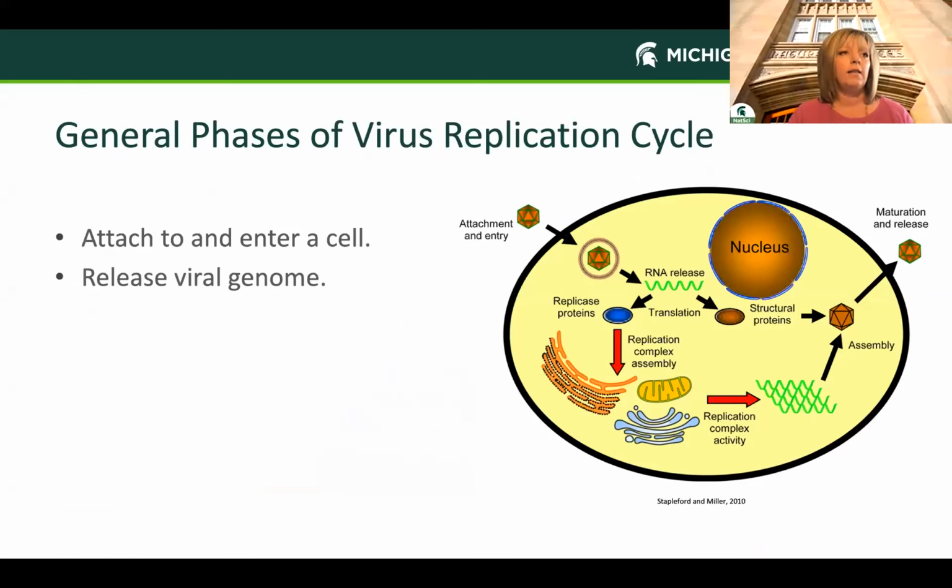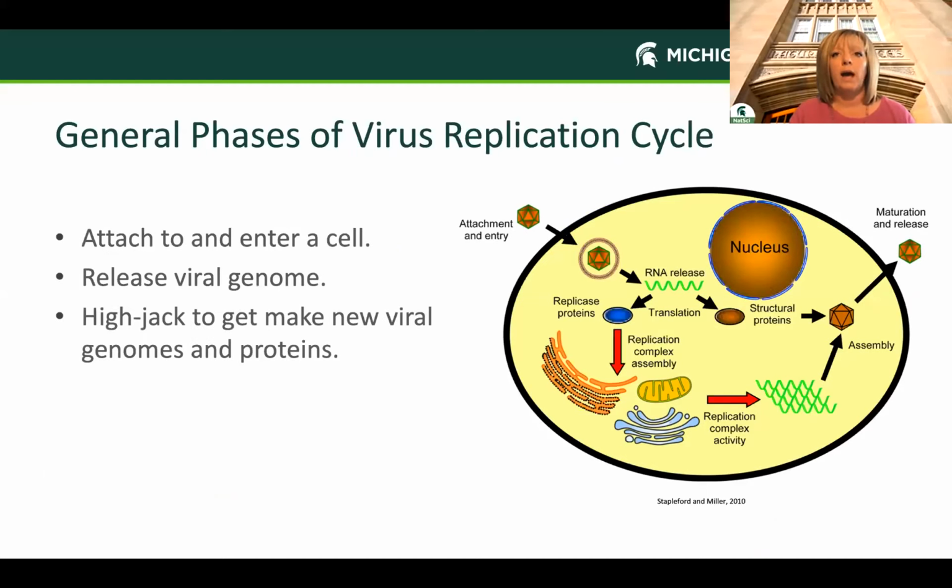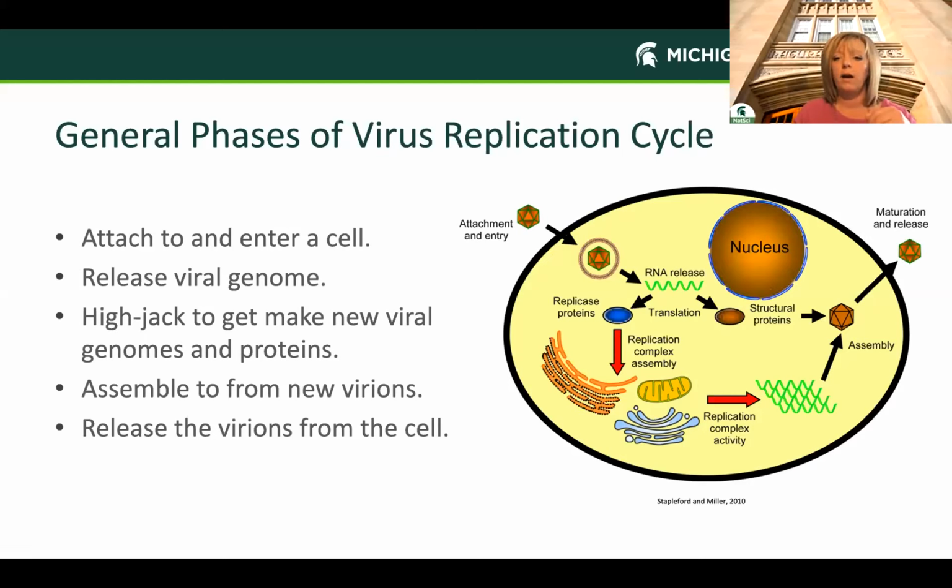Then once inside the cell, the genome has to be released. The genome is then going to direct the synthesis of new parts. One of the things that has to happen is that you make proteins. Some of those viral proteins will be responsible for making new viral genomes. Some of those viral proteins will be structural proteins that will end up in the new virus particle. Once you have enough new copies of genomes and new structural proteins, you will assemble a virus, and then eventually you have to release those virions from the cell. So that's the general overview of the virus replication cycle.